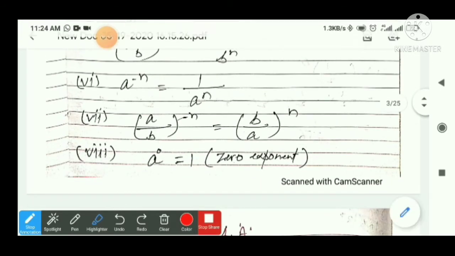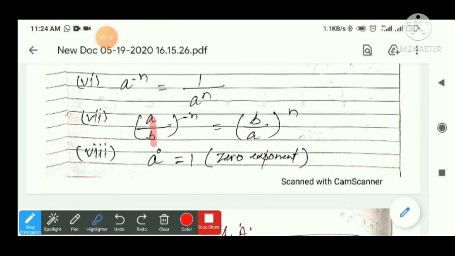Next is (a upon b) raised to minus n. So students, it will be converted into positive, so the number will be changed. It will be b upon a raised to n.